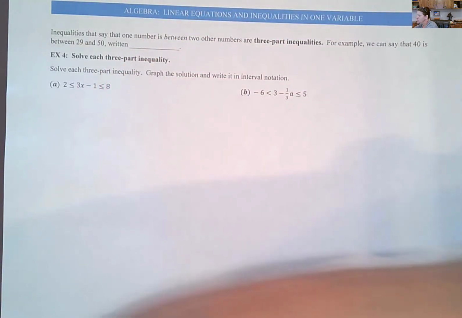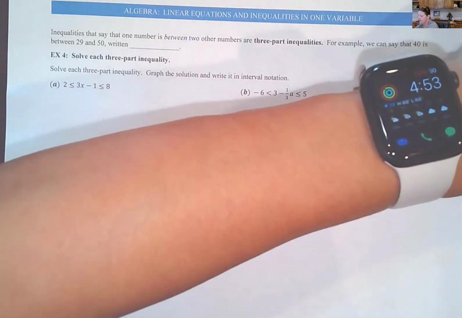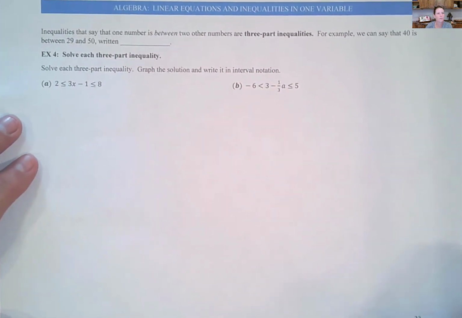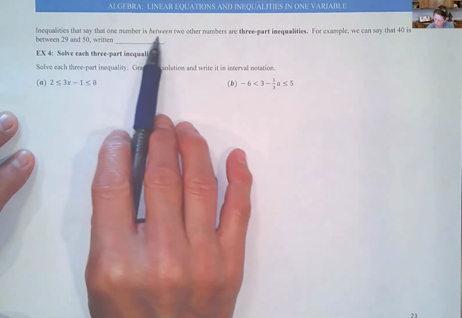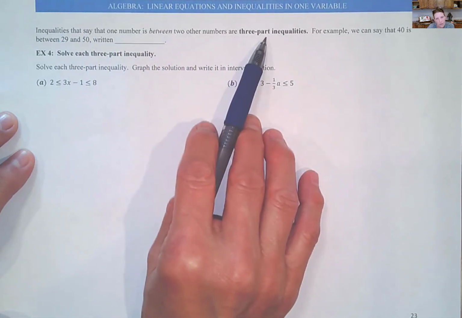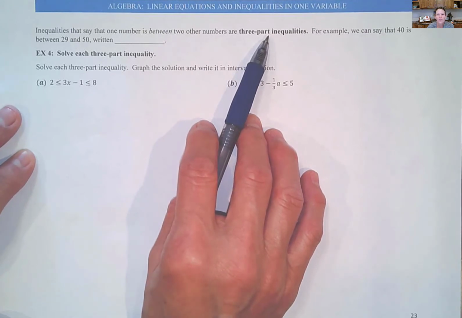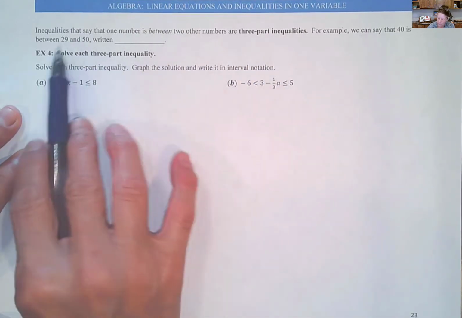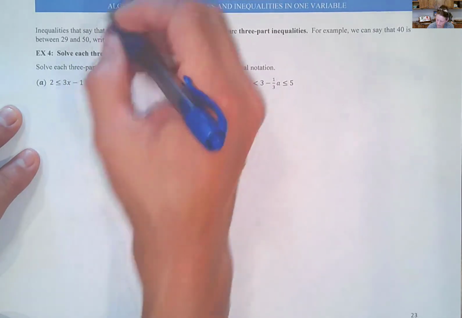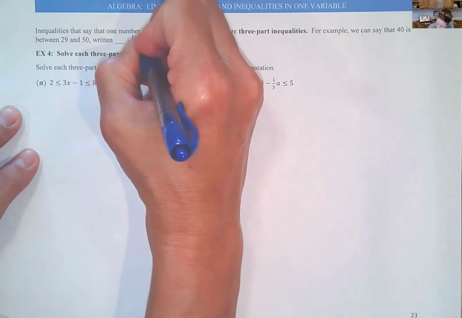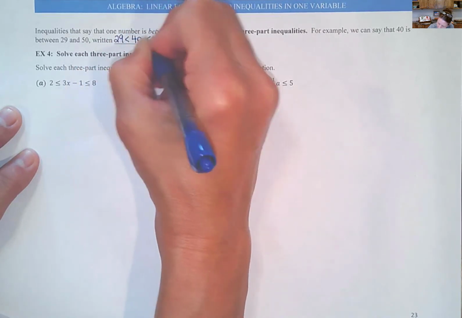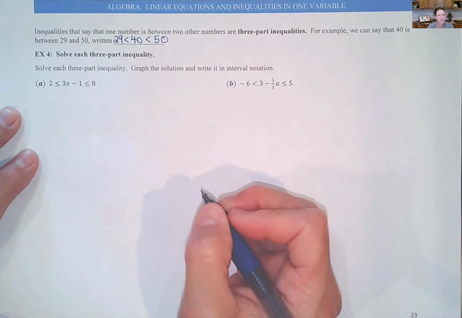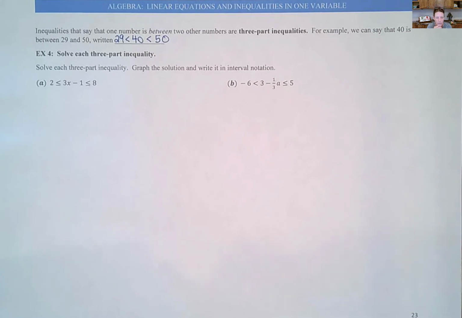And our last page here of notes for this video, we're going to look at some 3-part inequalities. Inequalities that say that one number is between 2 other numbers is a 3-part inequality. For example, we can say that 40 is between 29 and 50. So there we would write 40 is greater than 29 and less than 50. So these are betweenness kinds of problems.